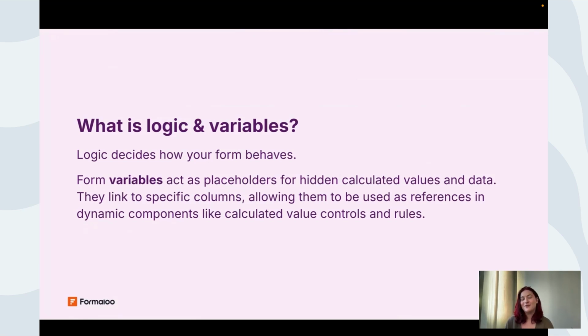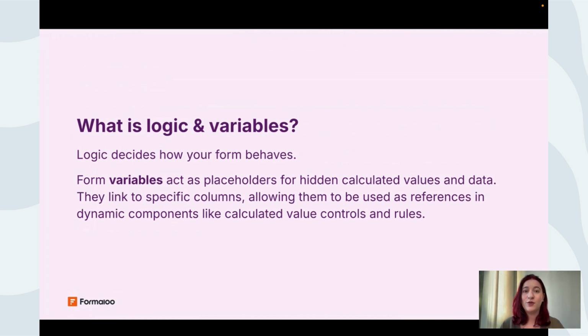Variable fields that we have. They act as placeholders and hidden values where you do all the calculations. You can link them to specific columns, specific outcomes, and they're using answer piping. You can also display their values. I also prepared a little graph to show you what it looks like.